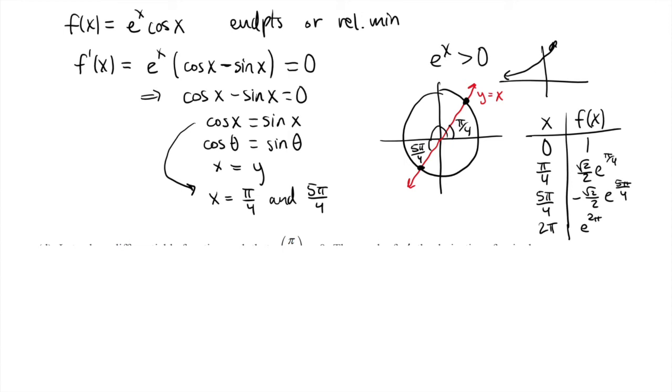So where is this function the smallest? Well, at the only negative one. That must be where it's lowest. So this has to be its absolute minimum value. So just rewriting that, that's negative square root 2 over 2 e to the 5 pi over 4 is the absolute minimum value. That's our answer.